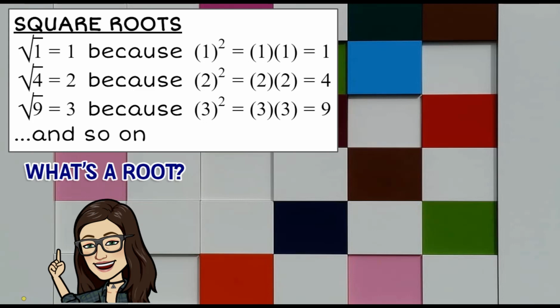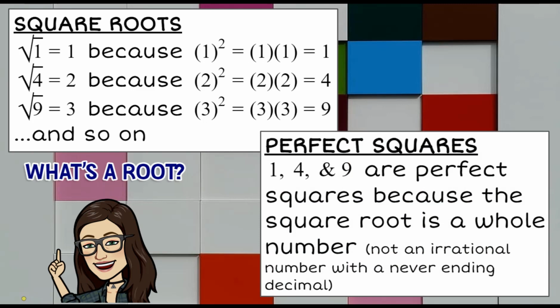The square root of 4 is 2 because 2 squared is 4. The square root of 9 is 3 because 3 squared is 9. Perfect squares like 1, 4, and 9 are perfect squares because the square root is a whole number, not an irrational with a never-ending decimal. Perfect squares are the most important part of today's lesson.